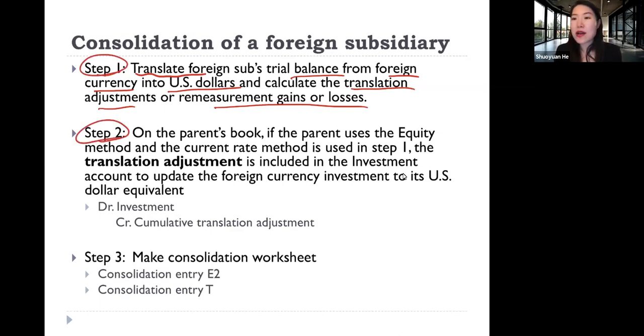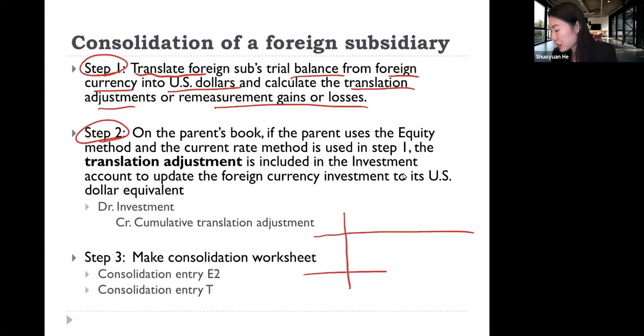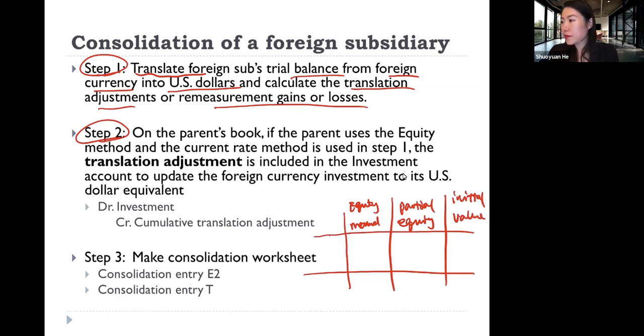And step two is, what do we do on the parent's books if one of its subsidiaries is a foreign subsidiary? So here, we actually have a 3-by-2 situation. The parent can either use the equity method, the partial equity method, or the initial value method. And also, the parent may use one of the two translation methods, the current rate method and the temporal method.